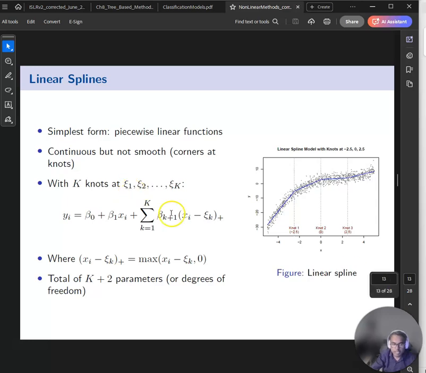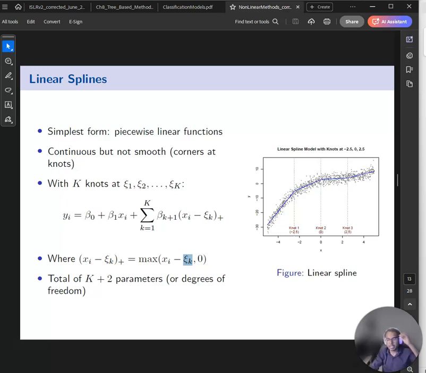The notation, this difference over here, x_i minus eta k, represents what we call a hinge function. It equals the max of this difference and 0. This means that the term is 0 when x is less than this value and equals this difference when x is greater than or equal to this value. This formulation results in a total of k plus 2 parameters or degrees of freedom. Each knot introduces an additional parameter that allows the slope to change at that point.